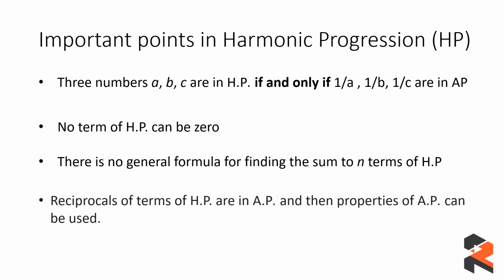And the reciprocal of terms of harmonic progression are in AP, and then the properties of AP can be used. So the last point is really important because that helps you to get assured that if your progression is harmonic, then you can easily convert it so that it changes to an AP and you can do all your operations as if it was an AP and then again convert it into HP. So let's look at an example.